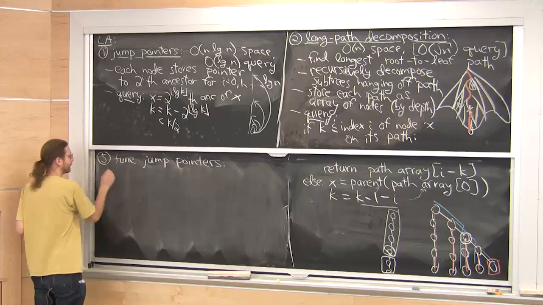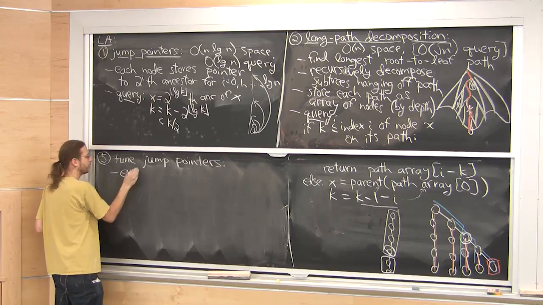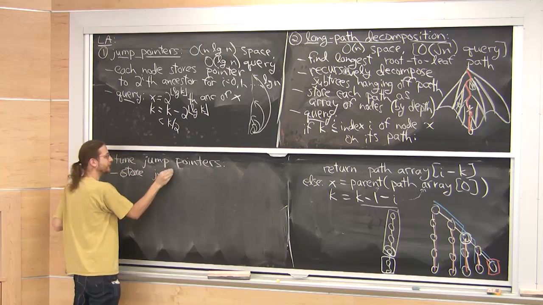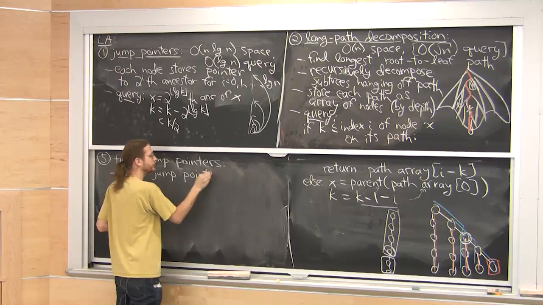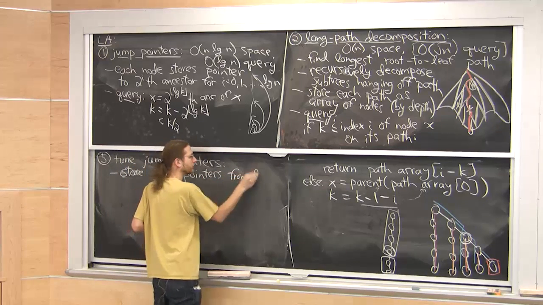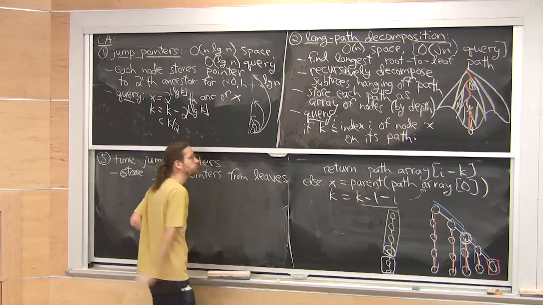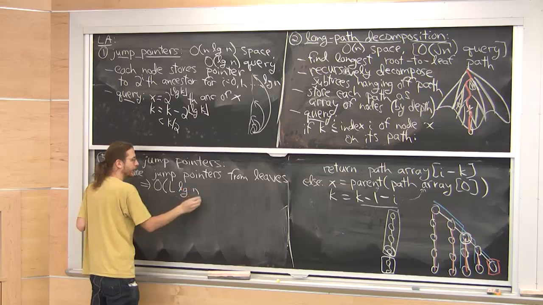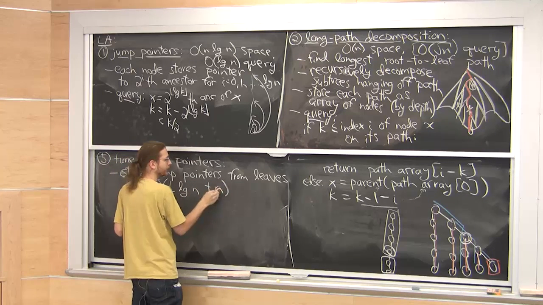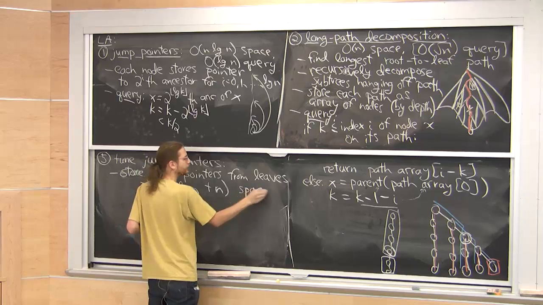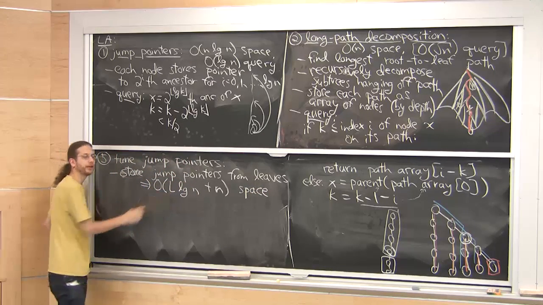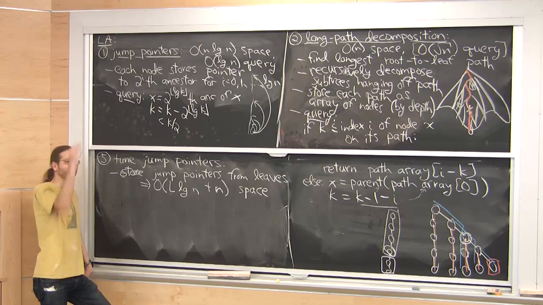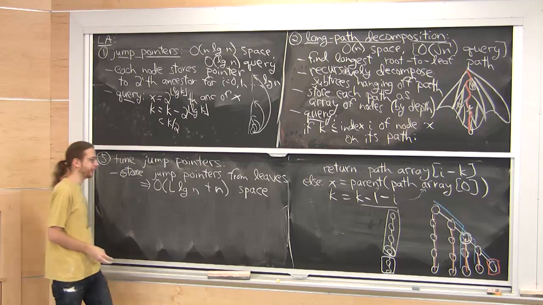Okay, here's the idea. First idea is let's just store jump pointers from leaves. That would imply L log n space, plus linear overall. Instead of n log n, now we just pay for the leaves. Except we kind of messed up our query. First thing the query did was, at the node, follow a jump pointer. But it's not so bad.